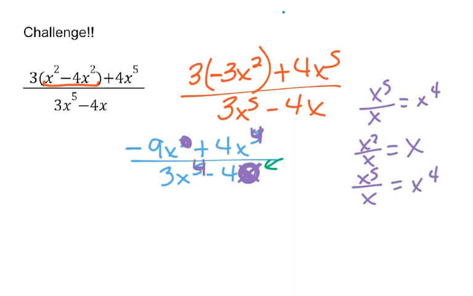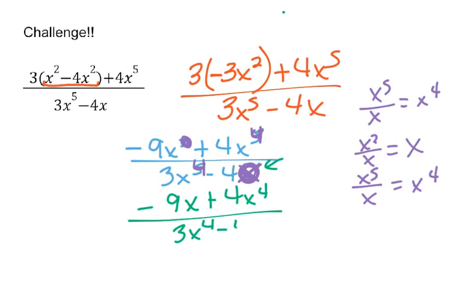All right, let's clean it up and rewrite it as our final answer. Negative 9x plus 4x to the 4th divided by 3x to the 4th minus 4. I know it looks a little crazy and you're not used to it, but that actually is your final answer. That's it, that's all you can do.